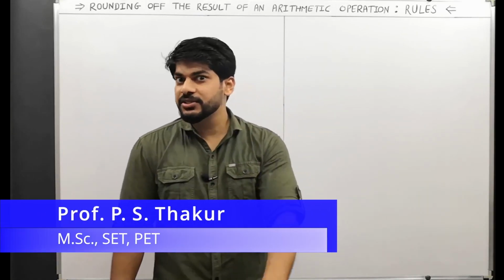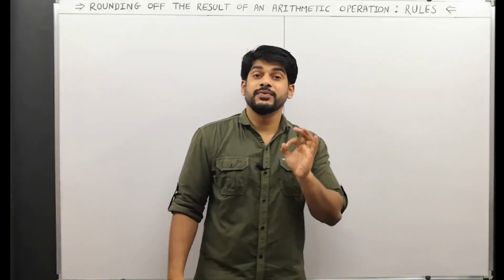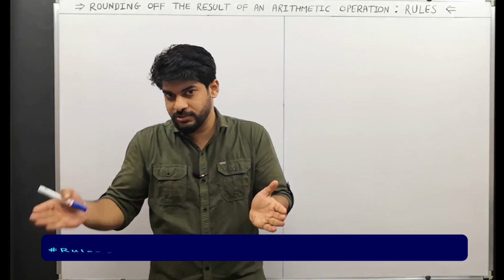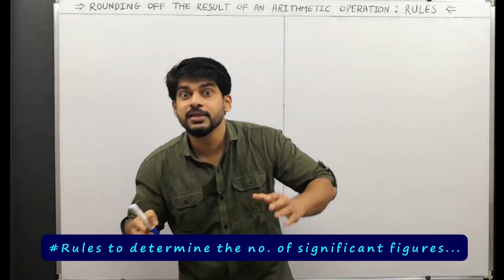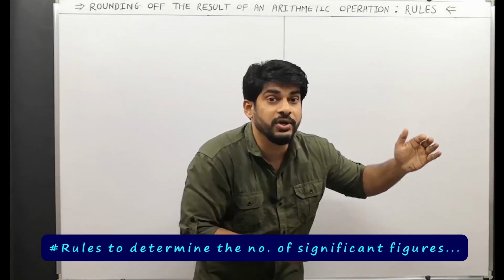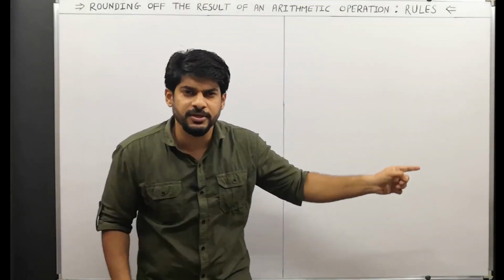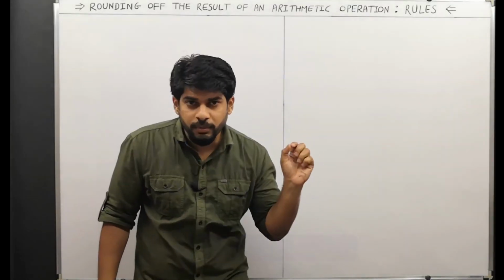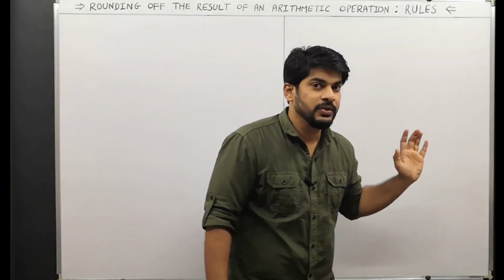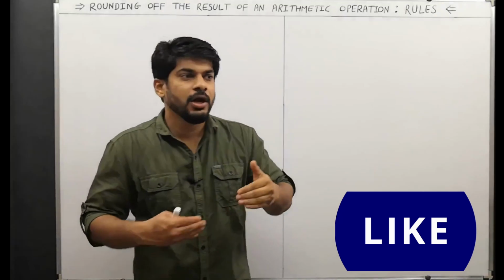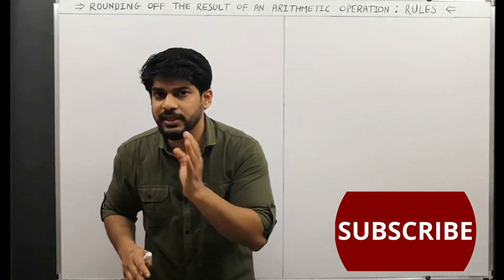So in our previous lectures, we have talked about what significant figures are, as well as the rules to determine the number of significant figures in a given measured quantity. Also, in the exact previous lecture, we talked about how to round off any number to a particular number of significant figures. So we have seen that also.